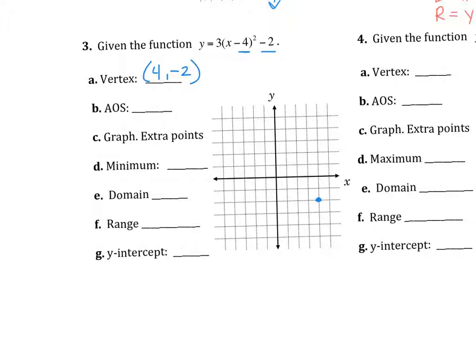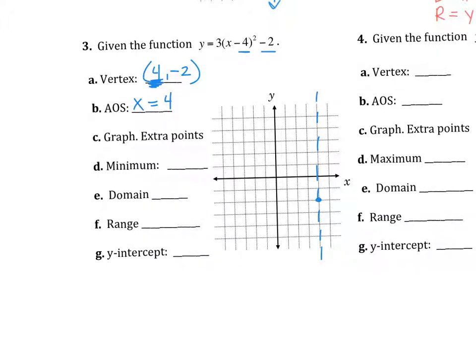What is your axis of symmetry? You can't just say 4. X equals 4, right? It's a line. So your axis of symmetry is this line at x equals 4, right? Whatever your x value of your vertex is, x equals that is your axis of symmetry. Okay? Then it says graph some extra points.